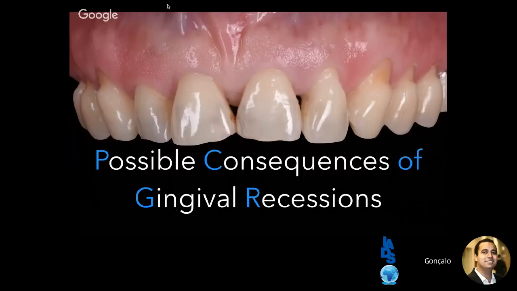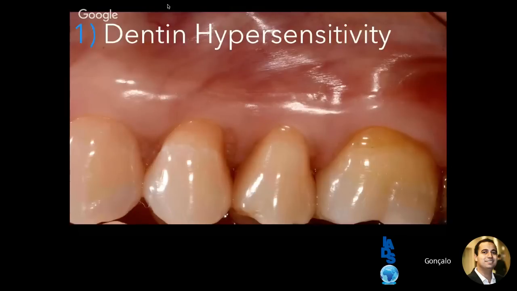So what are the possible consequences of gingival recessions? One of the most prevalent consequences is dentin hypersensitivity. This is very prevalent, but it's important to know that treating patients just because of dentin hypersensitivity can be risky. If you take a look at the evidence and the systematic reviews, we have one from Douglas Oliveira that clearly shows that although the treatment of these gingival recessions can reduce dentin hypersensitivity, in many cases you are not able to completely eliminate it, because dentin hypersensitivity in these cases usually comes from the CEJ. So in many cases you are not even able to have complete root coverage.